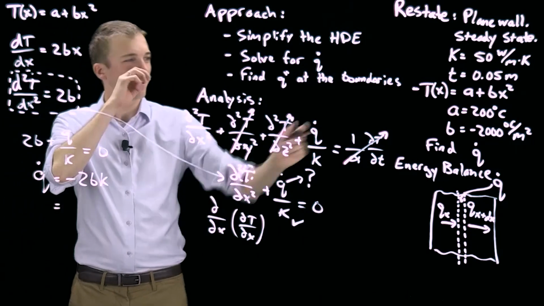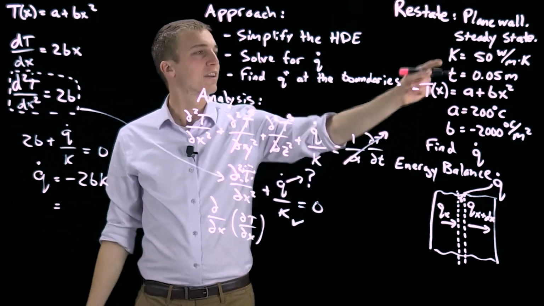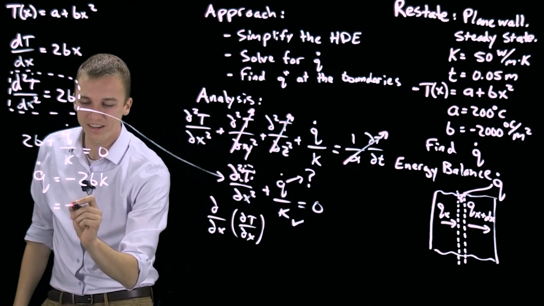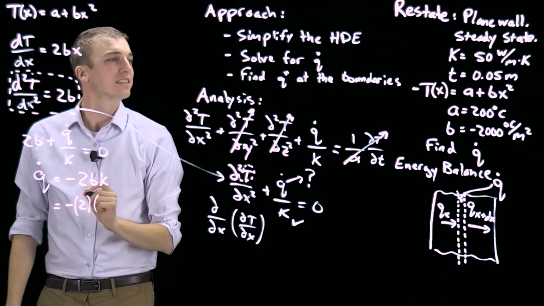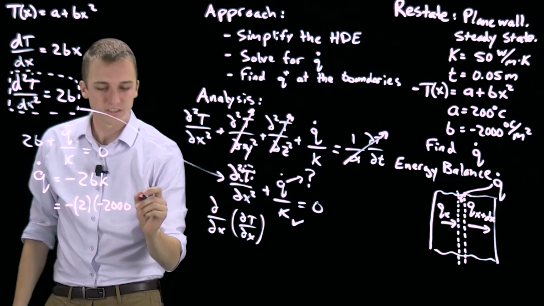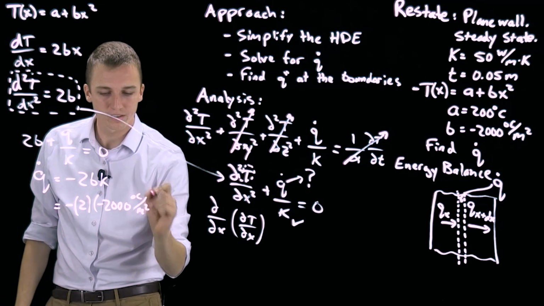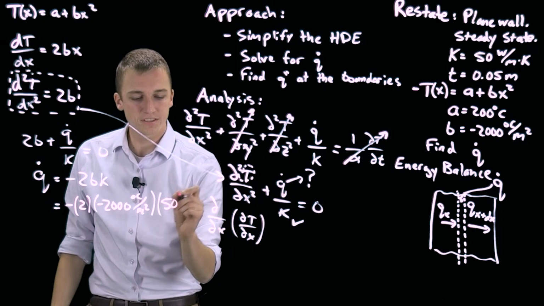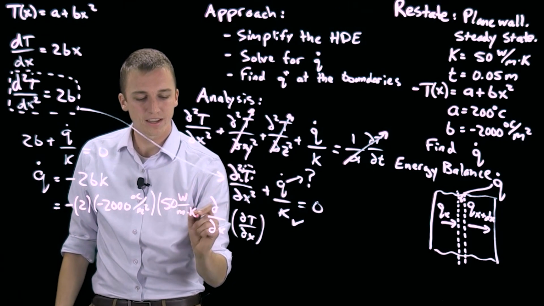So when we plug in our value for b and our value for k, and we already know what 2 is, then we can get minus 2 times b, which is minus 2,000 degrees C per meter squared, times our thermal conductivity, which is 50 watts per meters Kelvin.